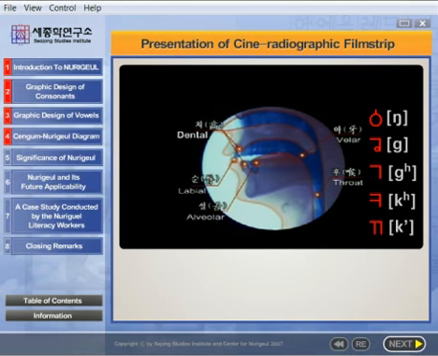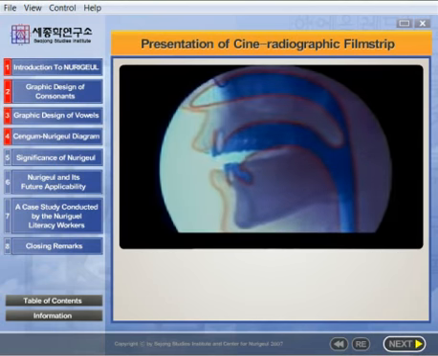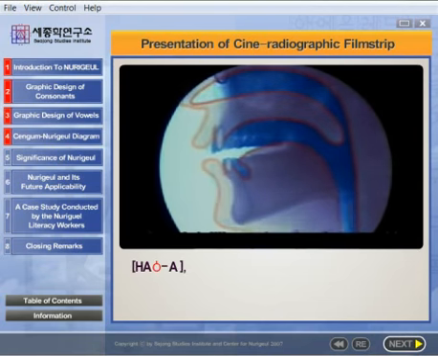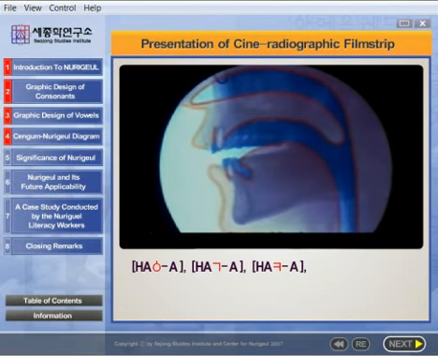In this demonstration, each velar sound is produced within the phonetic construction as shown in the samples. Ha, nga, ha, ga, ha, ka, ha, ga, and ha, ga.